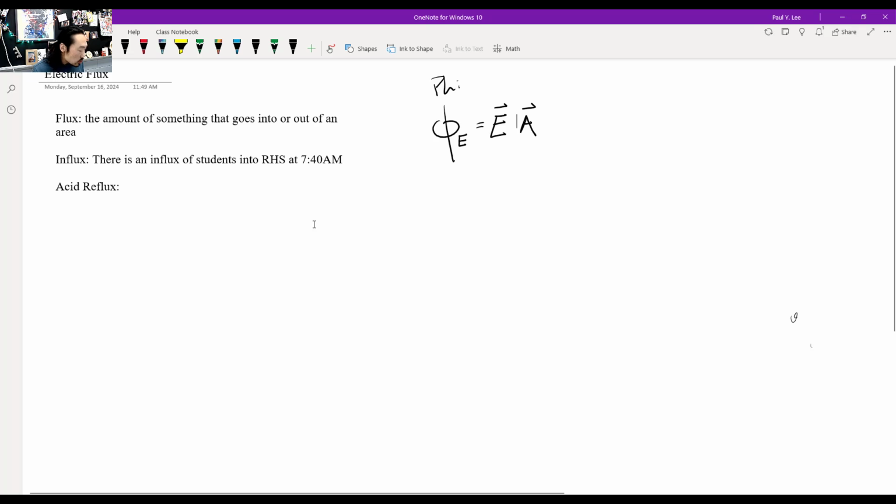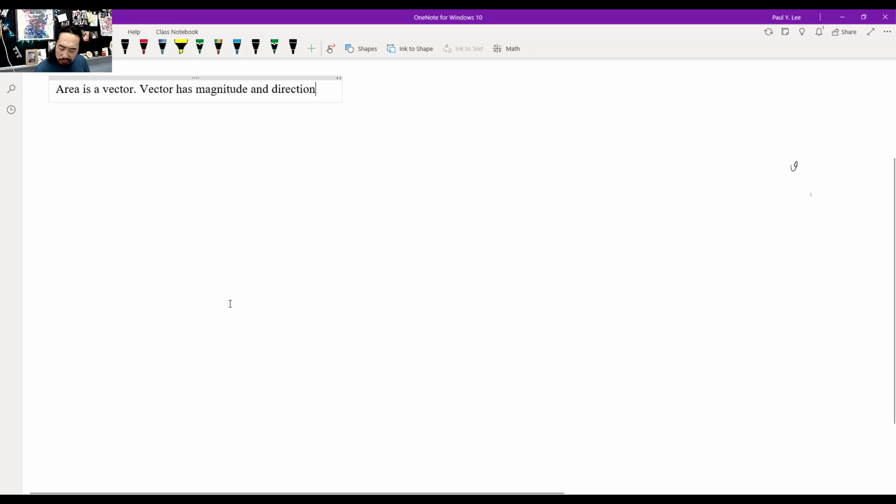But before we do that, let's go over this idea of area as a vector. So area is a vector. As a quick reminder, a vector has magnitude and direction. It's kind of weird to think that area has a direction. But for what we need to discuss, we have to understand that the idea of flux is something that goes into or out of an opening.